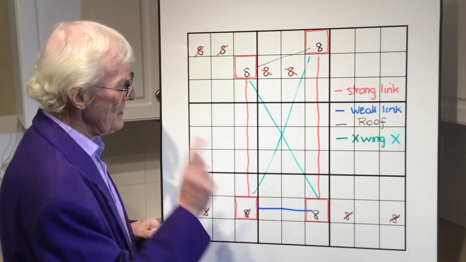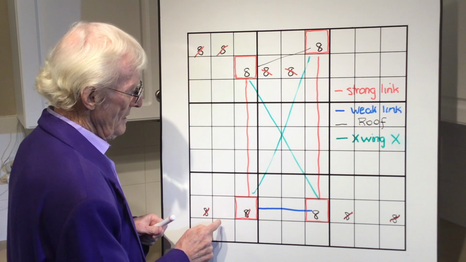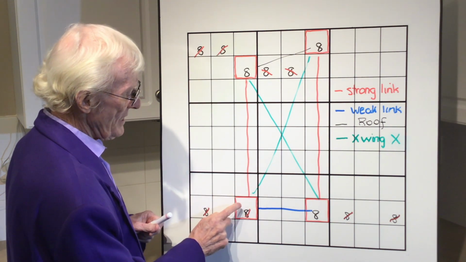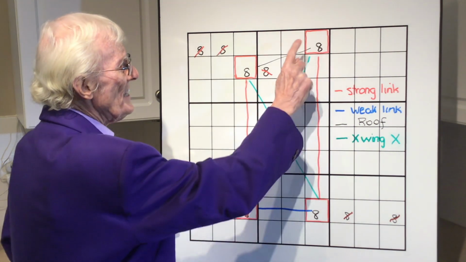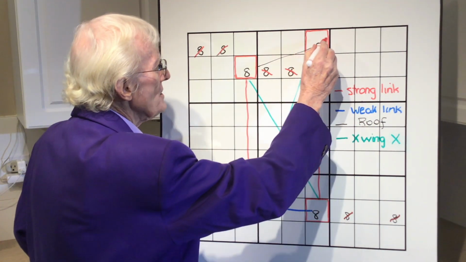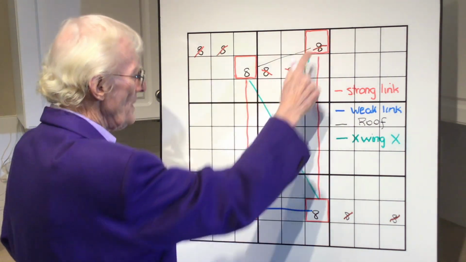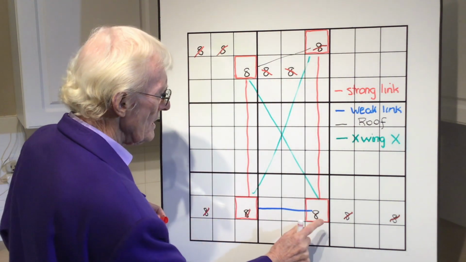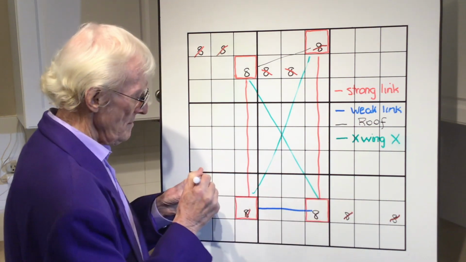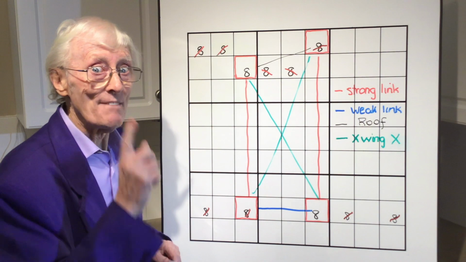Well, there's one more thing. Remember, in an X-wing, if this is an 8, that becomes an 8. If this is not an 8, then that is not an 8. So moving right along, you can get rid of that one too. So now what have we got? We've got 1, 2, 3, 4, 5, 6, 7, 8, 9 little numbers removed. Isn't that fantastic? Let's have a look at another clip.